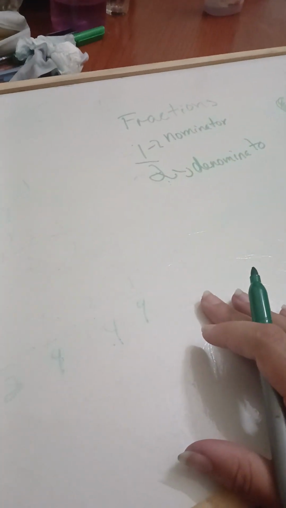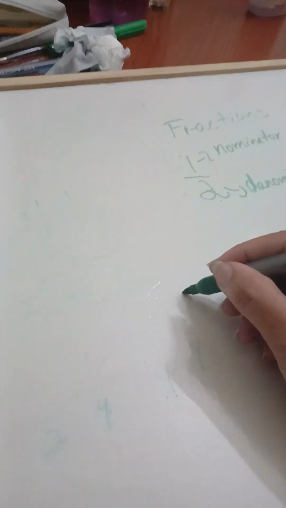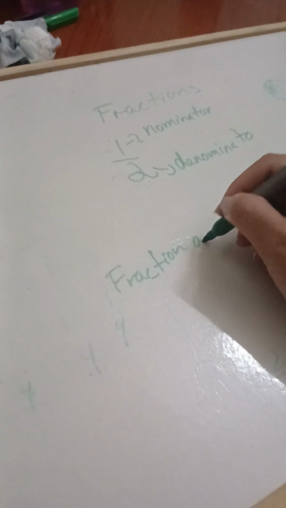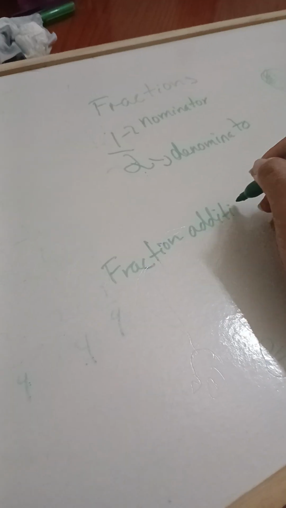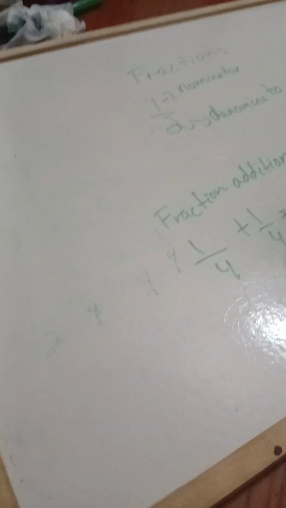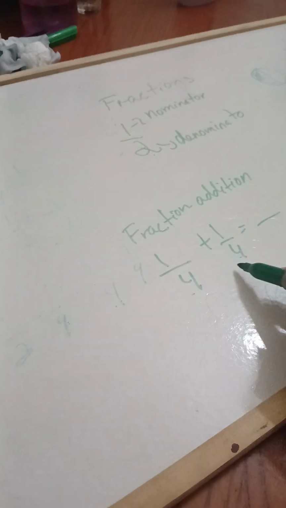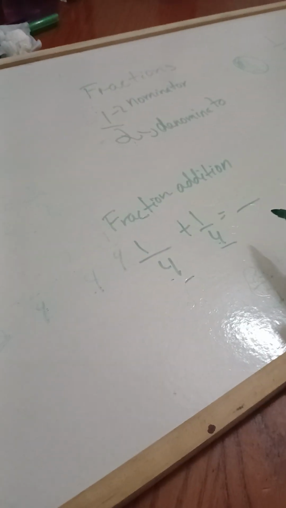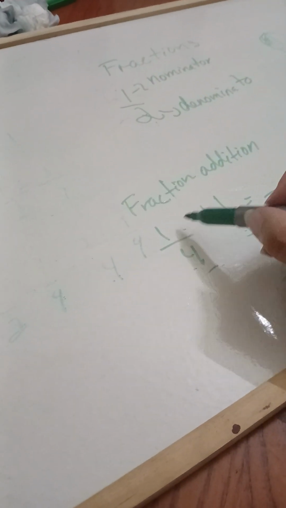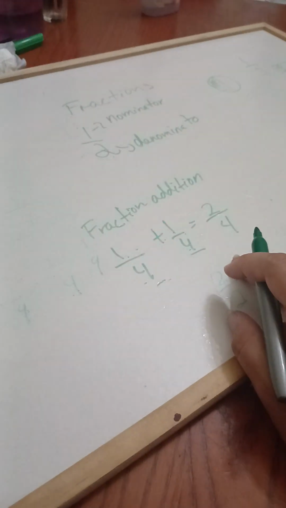Okay. Now, let's go to fraction addition. Fraction addition is easy. When you have 1/4 plus 1/4, you have a common denominator, 4 and 4, so you don't have to find it. You keep the denominator and you just make the addition. 1 plus 1 equals 2/4, your final answer.